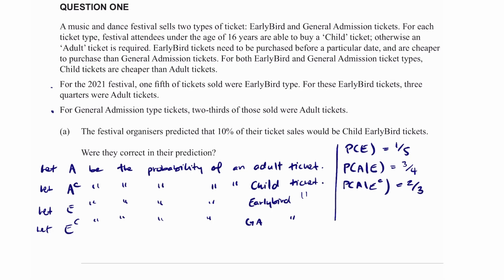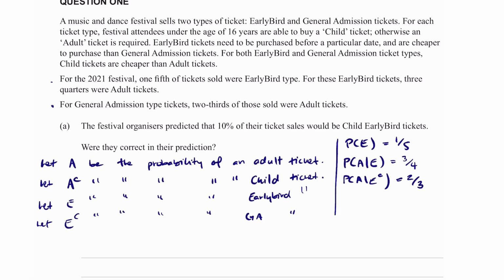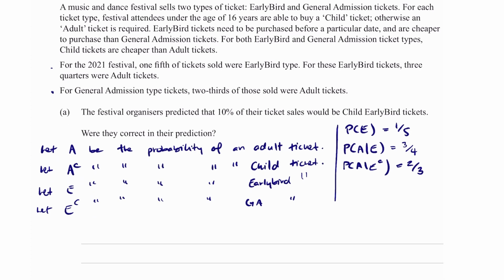Okay, so now we can actually approach A, knowing the probabilities that we do know. So the festival organizers predict that 10% would be child early bird tickets. So child early bird tickets, if you think of it being like a comma there, this is an intersection. So we want to know the probability of being a child, which is the complement of being an adult, intersected with the probability of being an early bird ticket.